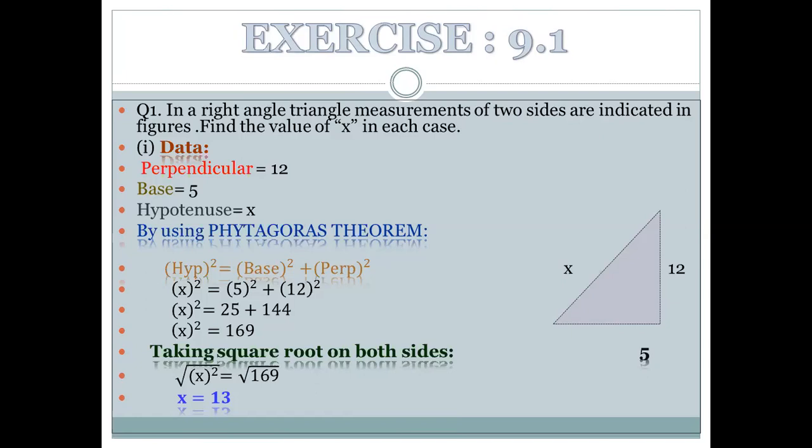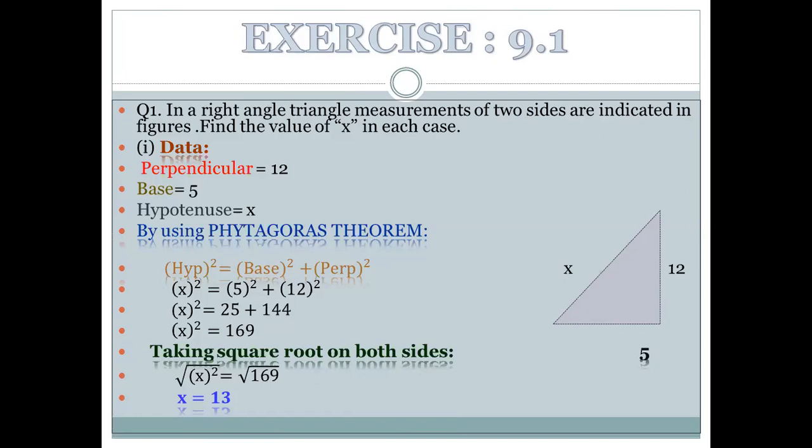The first part you see that 5, 12 and x. 5 is the base, 12 is the perpendicular and x is the hypotenuse. It means that hypotenuse is missing, base is given and perpendicular is given to us.